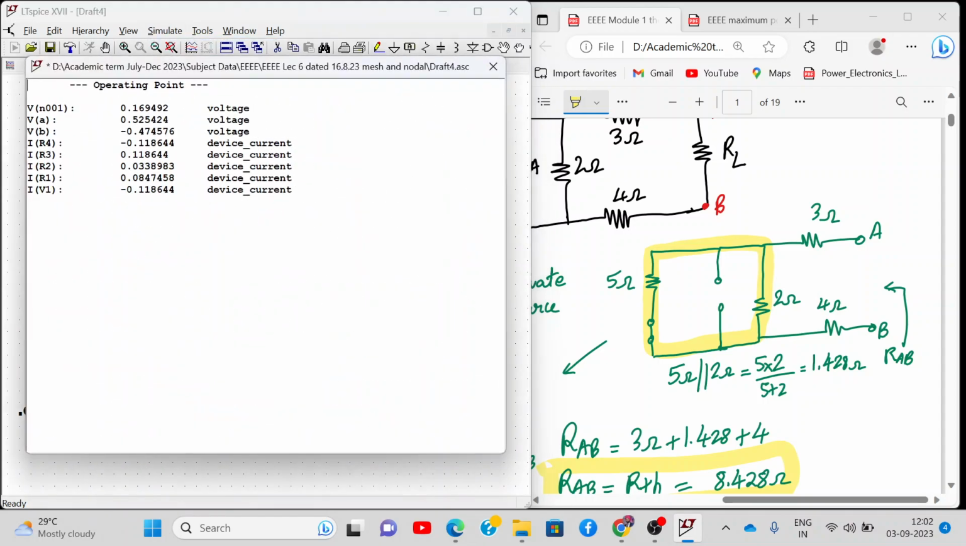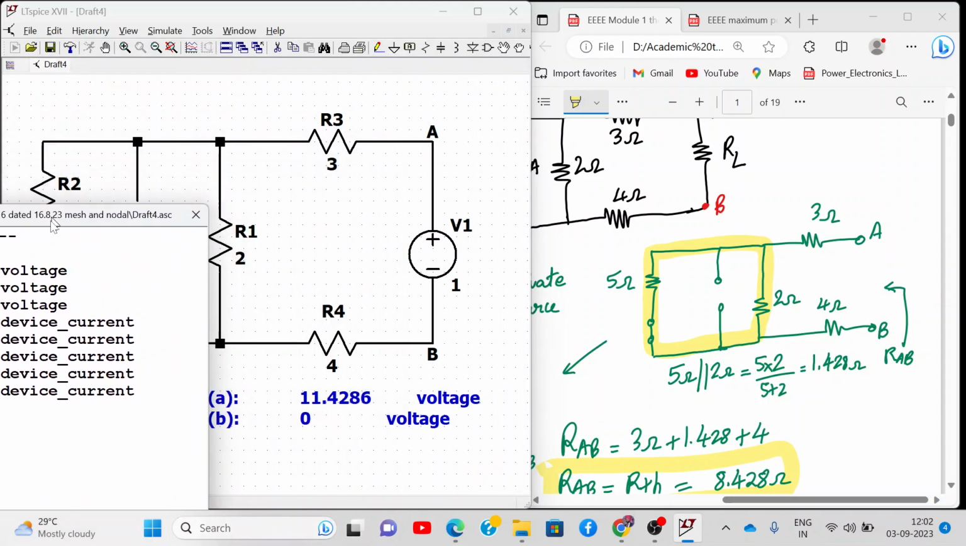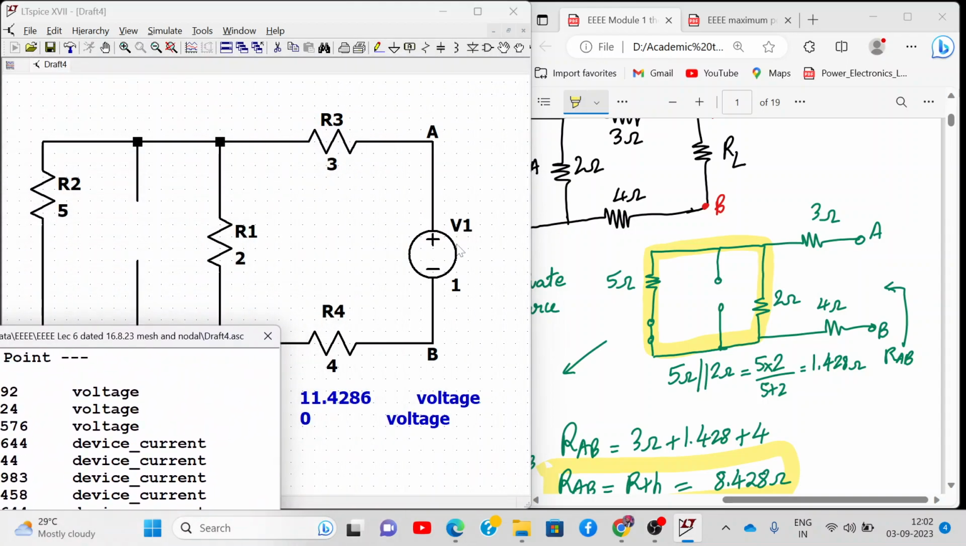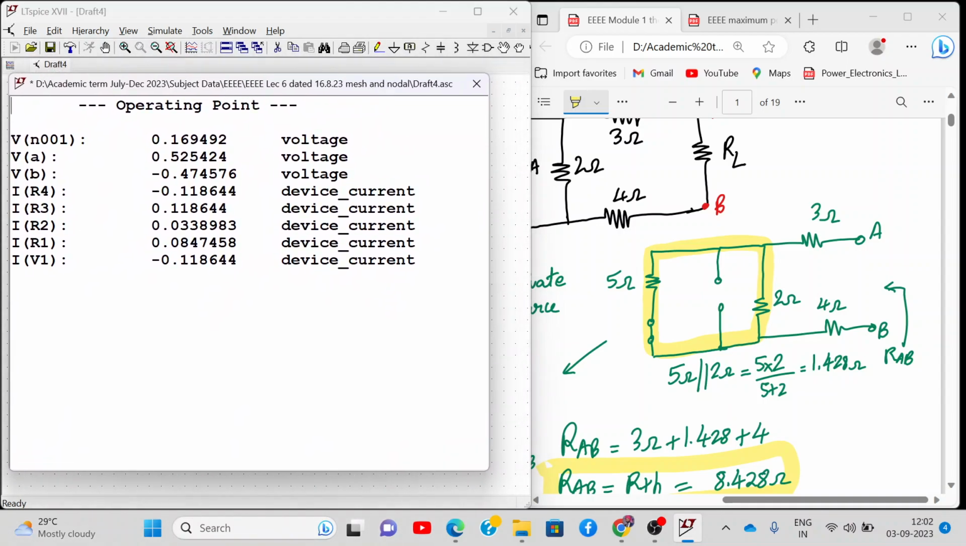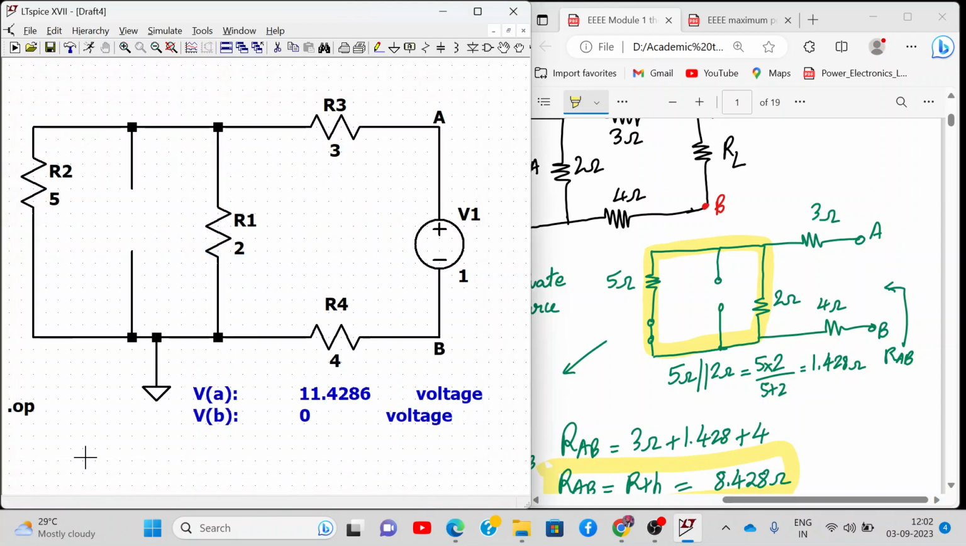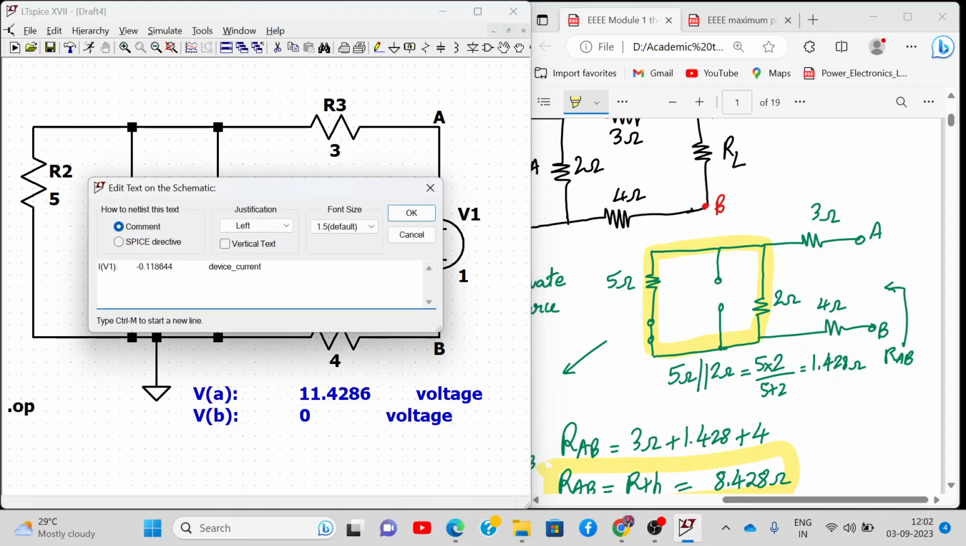So I'll simulate, run. So what is the current flowing through the voltage source? Don't worry about the negative sign, because in LTspice the current flowing out of the voltage source, that is out from the positive terminal, is considered as negative. So ignore the negative sign. Can someone do 1 divided by 0.1186? How much is that? 8.431.